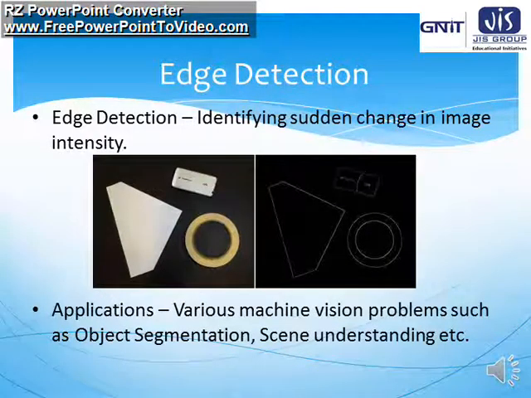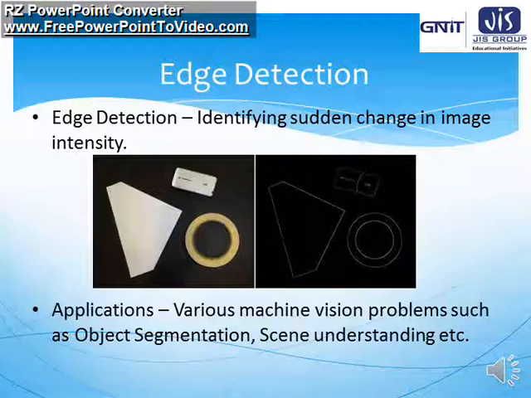Now, edge detection. Why edge detection? Edge detection means identifying sudden changes in image intensity. Applications: various machine vision problems such as object segmentation, scene understanding, etc. Edge detection techniques have several applications nowadays, for fingerprint recognition, face detection, gesture detection. So in lots of areas we apply this edge detection technique.